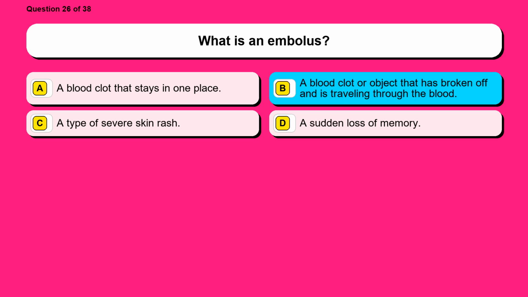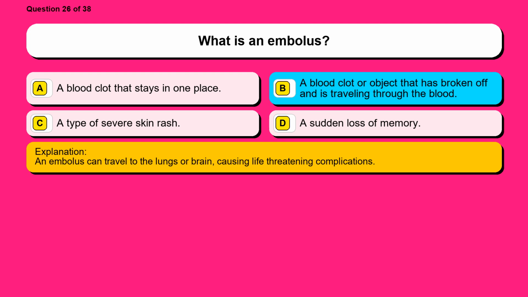The correct answer is option B. A blood clot or object that has broken off and is traveling through the blood. An embolus can travel to the lungs or brain, causing life-threatening complications.